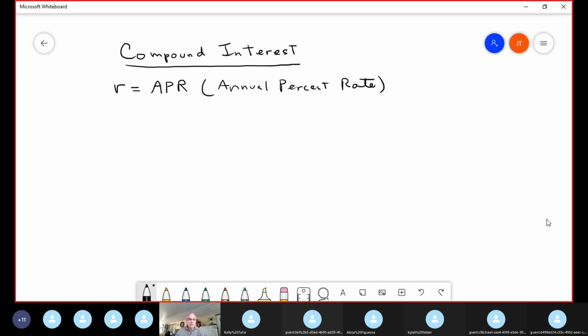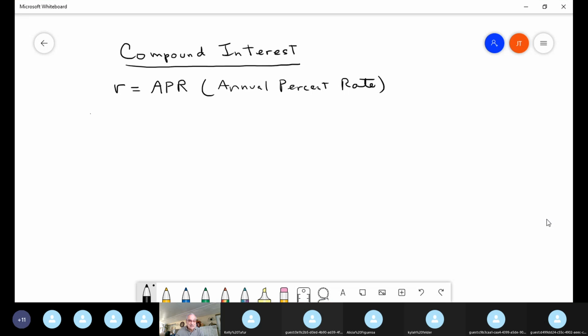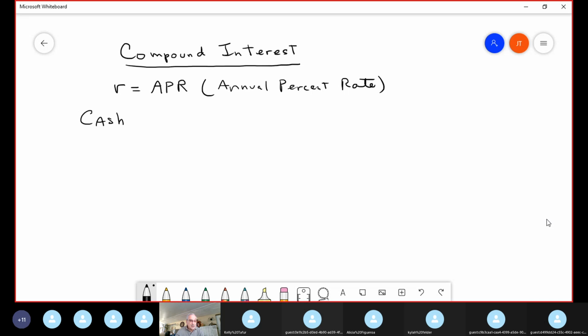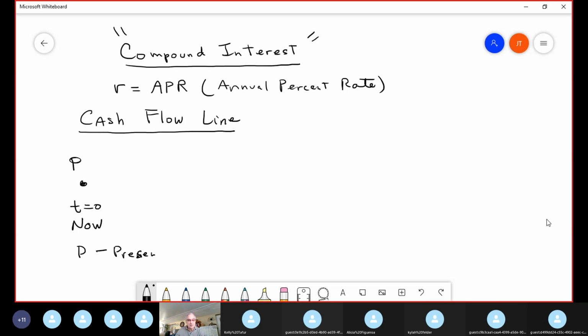Entonces, let me try to explain the idea behind compound interest. Look, this is the cash flow line, a tool to help me understand the mathematics behind compound interest. Okay, suppose that t equals 0 is now. You go to the bank, open the account, and deposit some money. And this money is P. P represents the present value.